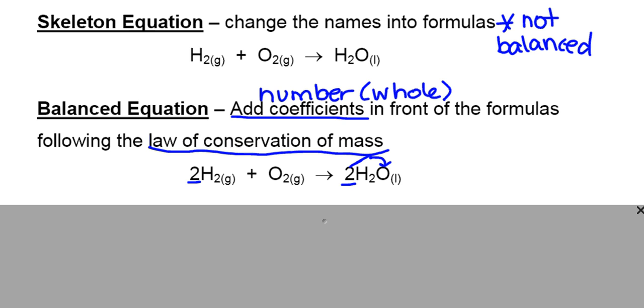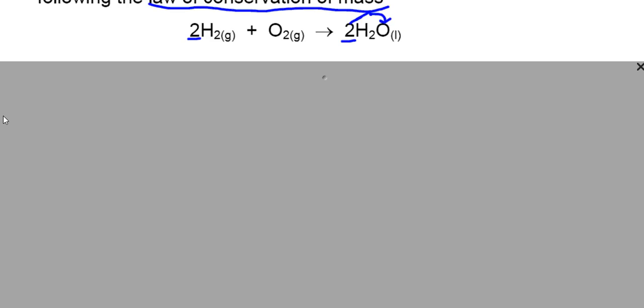So those are your 3 types of equations: word, skeleton, and balanced. Next, let's do a quick review of how to write states and what states you can see in equations.